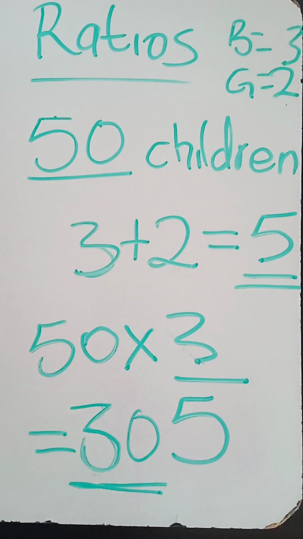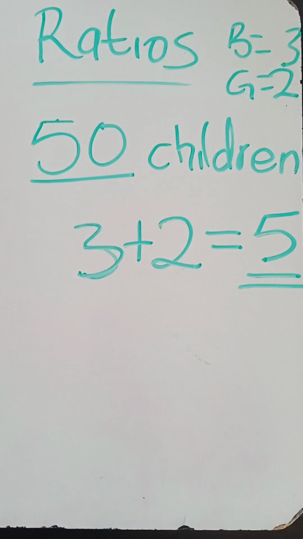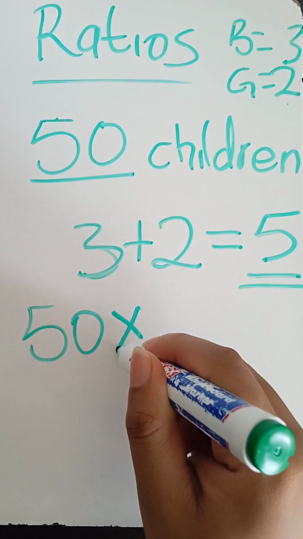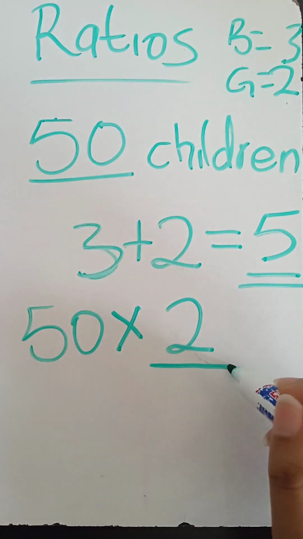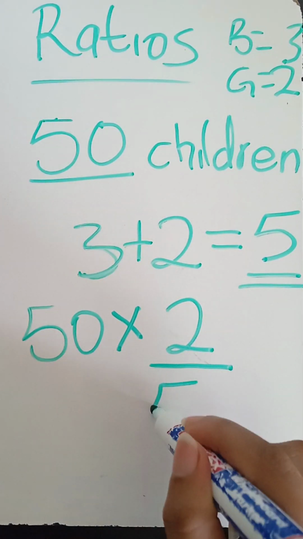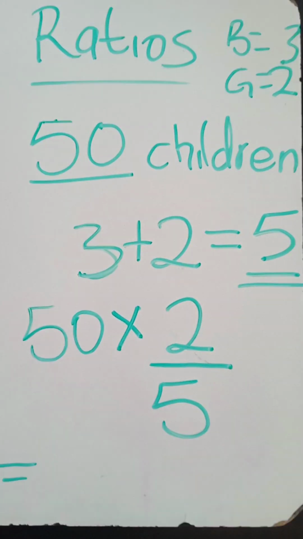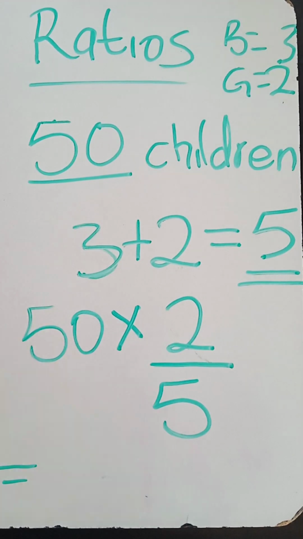Now let's calculate the number of girls. When calculating the number of girls, you use the same method. You take your total number, which is 50, you multiply by 2, because 2 is the ratio of girls, and divide by the total of the ratio. So you say 50 times 2, you get 100, and then 100 divided by 5, you get 20.